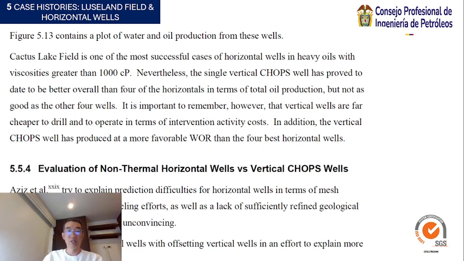Essays try to explain prediction difficulties for horizontal wells in terms of mesh refinement in numerical modeling efforts, as well as a lack of sufficiently refined geological models. Their arguments are unconvincing.